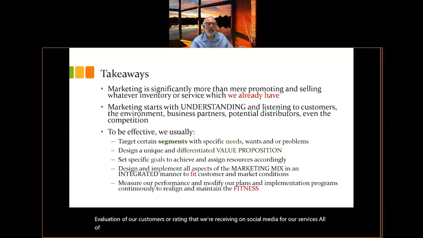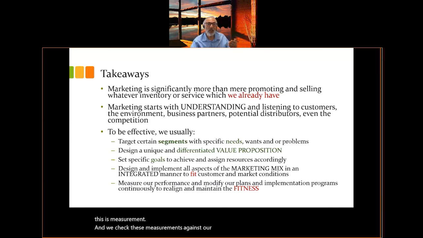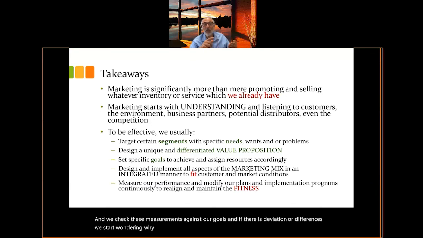And we check these measurements against our goals. And if there is deviation or differences, we start wondering, why is this happening? Is this positive or negative? What do we do about it? What do we learn from this? And then we amend. That's why it's a cycle. We amend our plans accordingly.